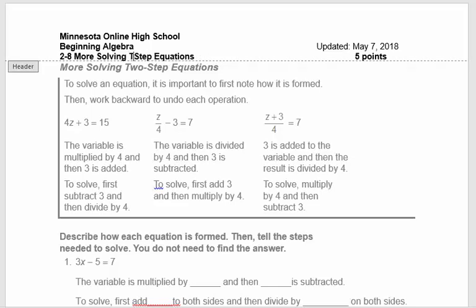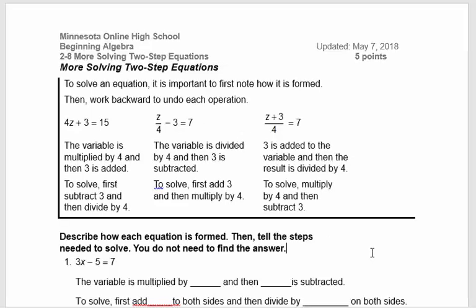This picks up from a bit of review from what we did in last week's folder, and then just a little bit more practice with this type, which we didn't do a lot of work with, where the first thing to do in this one is to multiply both sides by 4.